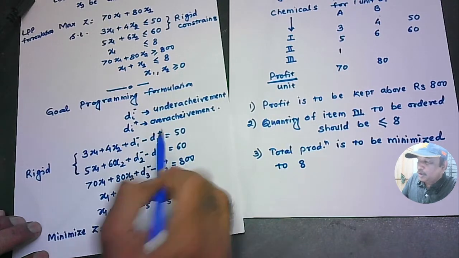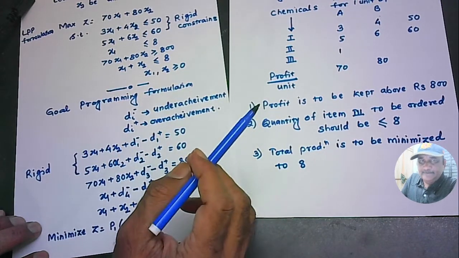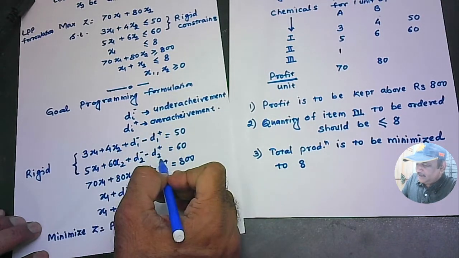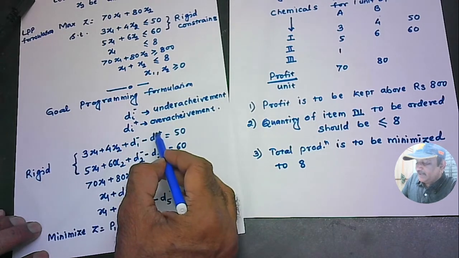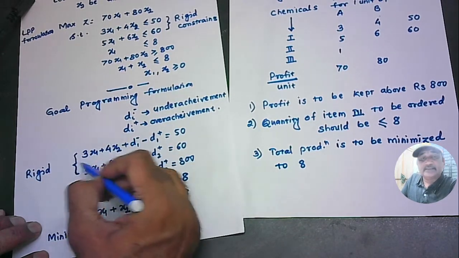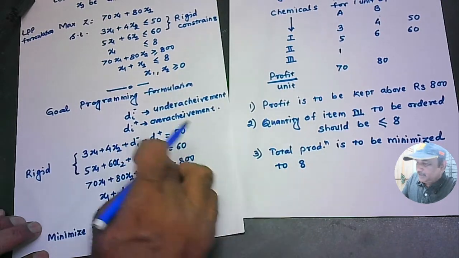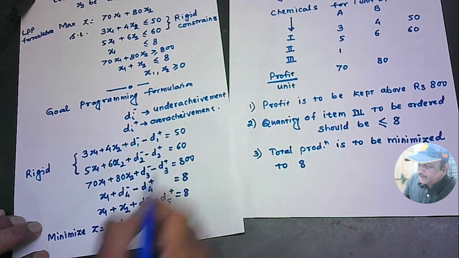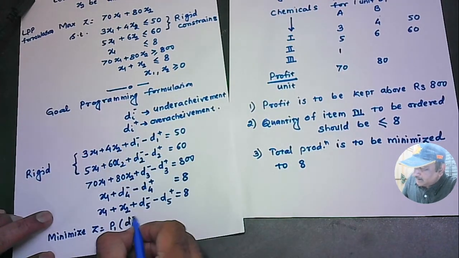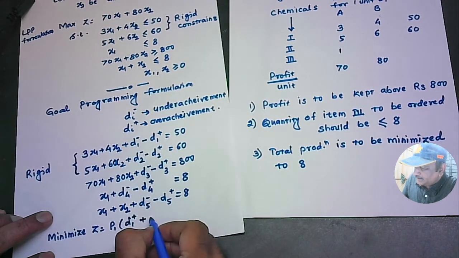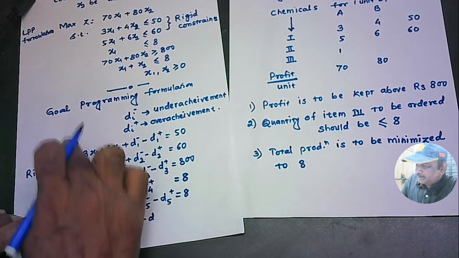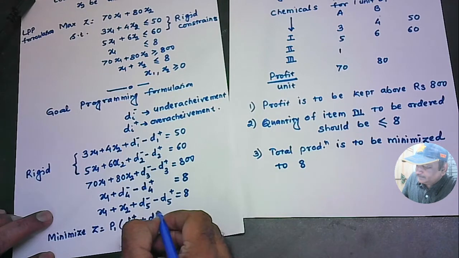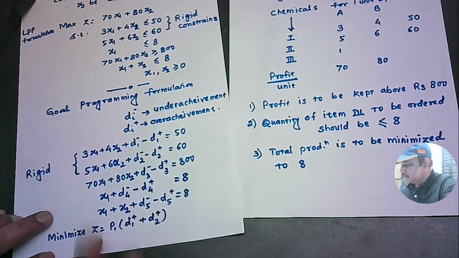We do not want overachievement. This d1 plus is to be kept as low as possible, because if this has a certain value, it will mean that this is greater than 50, which I never want. So this is to be kept at minimum. Also this is to be kept at minimum. D1 plus, plus D2 plus. I am combining them because they are all part of the rigid constraints. And there is no more rigid constraint.